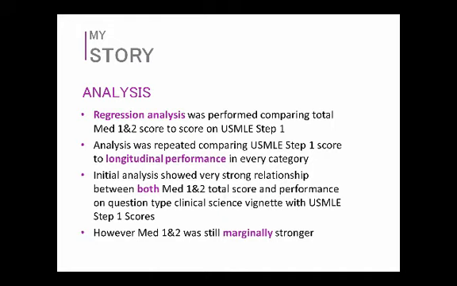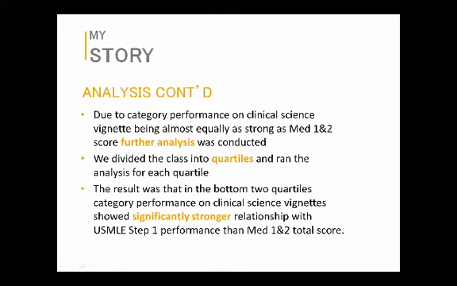These ones were within hundredths of a point of each other, but the Med 1-2, our historical method, was actually still marginally stronger. So we started to look into that a little bit closer, because now that we had found something that was nearly equal to our Med 1-2 total score, we wanted to see if there was other ways we could slice this data and take a look at it that would provide us better results. So we went through, and due to that category performance being linked, we were able to get that data and look at it in different quartiles.